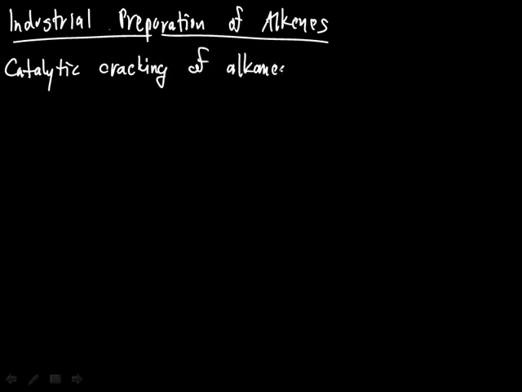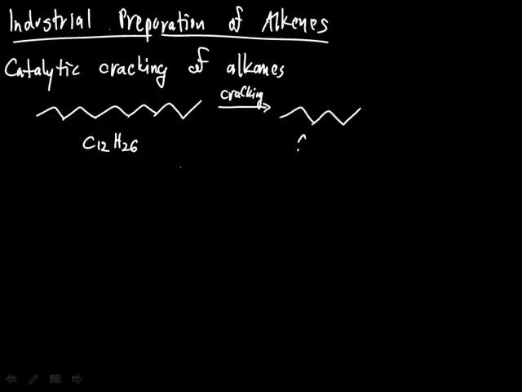It is used in the petroleum industry to convert long-chain alkanes into shorter-chain alkanes, and as a side product typically gives alkenes. And so this compound would be C12H26. It's a long-chain alkane, and as such is not very useful in gasoline. So after cracking, we will get a shorter-chain alkane, C6H14, which is useful for the gasoline industry, and the remainder of the molecule ends up as an alkene, C6H12.